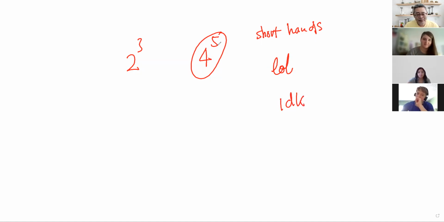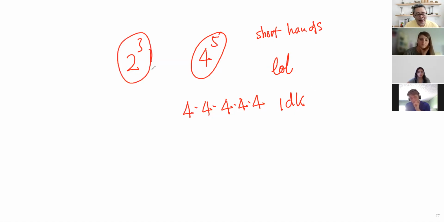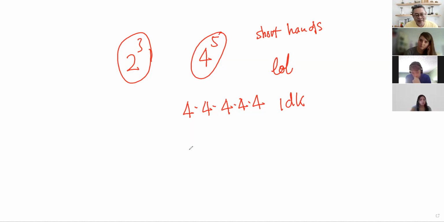And so when we look at 4 to the fifth, what that means is 4 times 4 times 4 times 4 times 4. Then you pretty much get tired of it. So instead of doing that, you say, okay, we got 5 fours multiplied, we just write 4 to the fifth. And 2 to the third means we got 3 twos multiplied. If we only go up to fifth and third, it's okay. It doesn't save that much time.